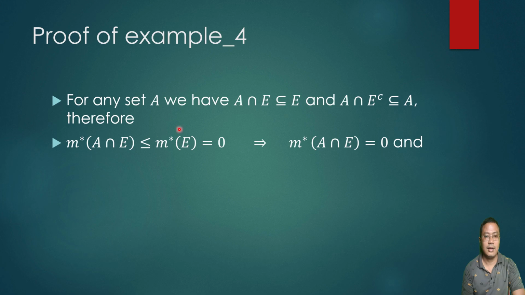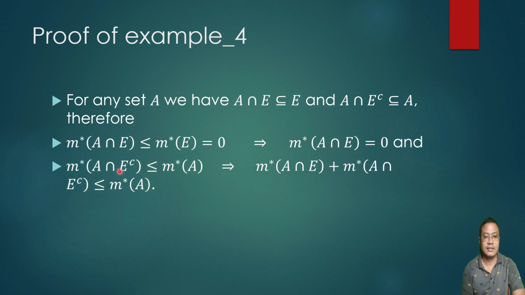So this one is a subset of this one, so outer measure of this one will be less than or equal to outer measure of this one. But outer measure of E is equal to 0, and outer measure cannot be a negative number, therefore outer measure of A intersection E must be 0 also. So that is what I am writing here, outer measure of A intersection E is equal to 0. Again, A intersection E complement is a subset of A, therefore outer measure of A intersection E complement is less than or equal to outer measure of A.